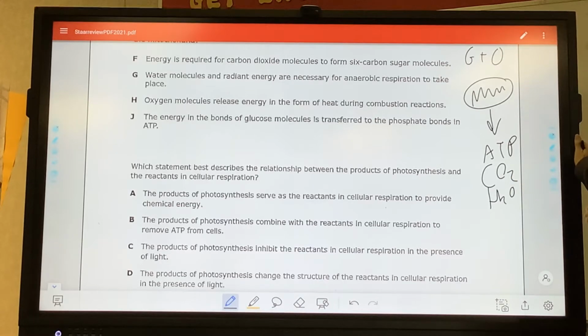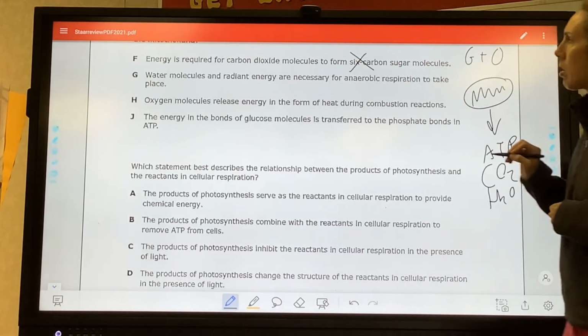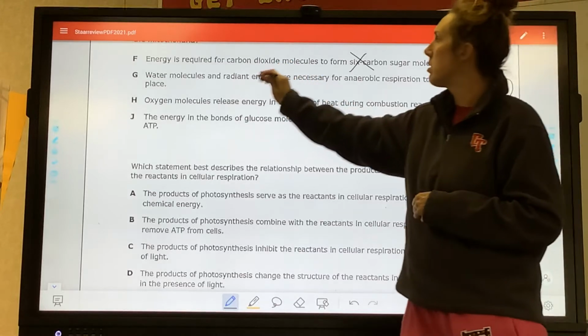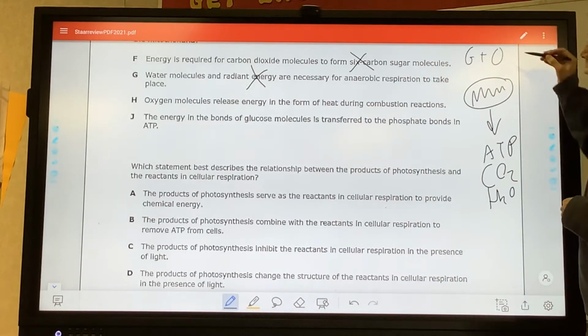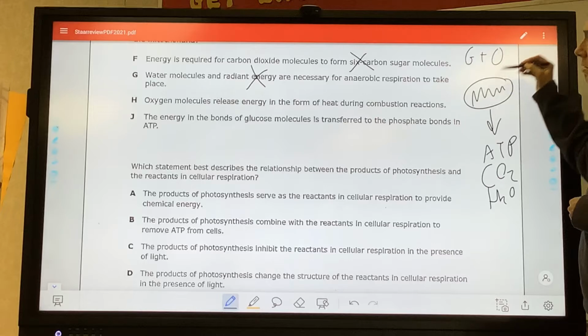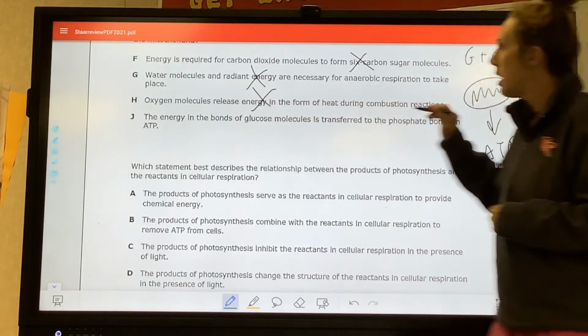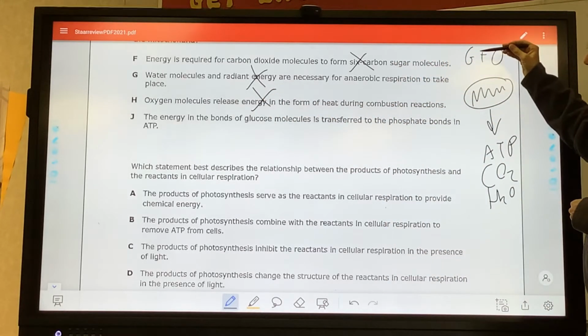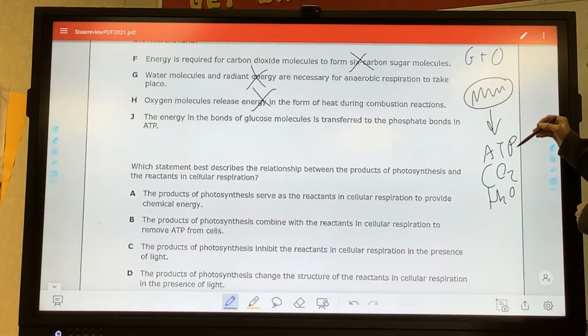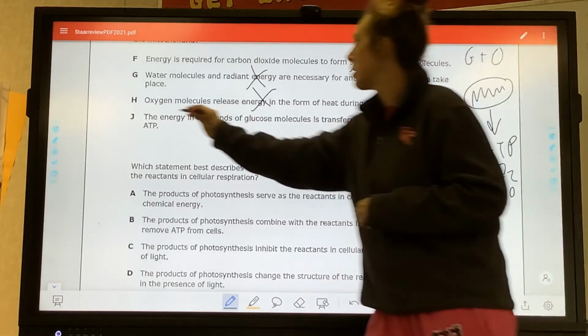Okay. Energy is required for carbon dioxide molecules. Nope, that's what comes out. Water molecules and radiate energy. Nope, we don't need sun. Oxygen molecules release energy. Oxygen doesn't have energy. The energy in the bonds of glucose gets transferred to the bonds in the phosphate in ATP. Okay, there it is.